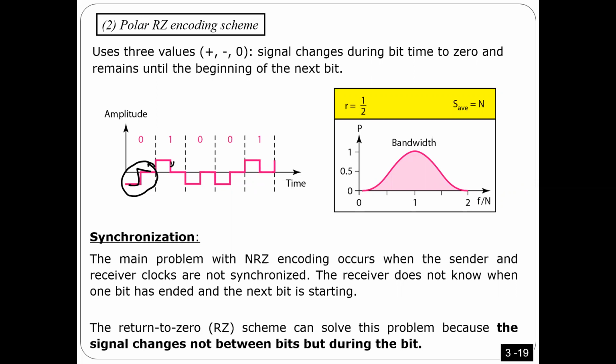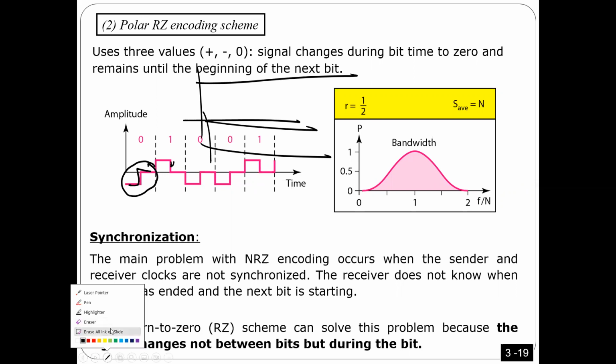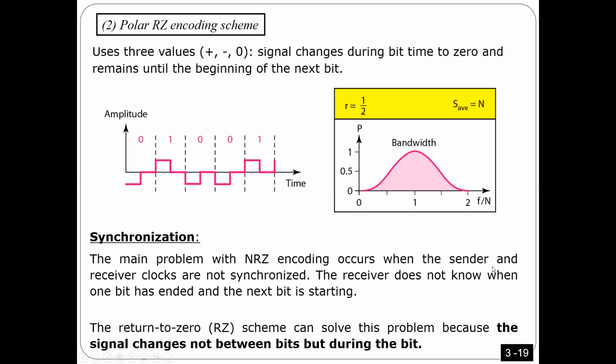The worst thing for synchronization is if you have a constant voltage, either positive or negative or 0. The more transitions you have, the more it helps the receiver to resynchronize, as I told you before. So this is good for synchronization.